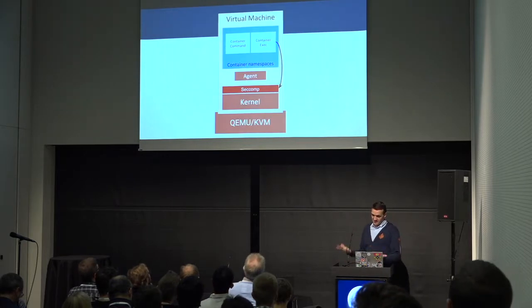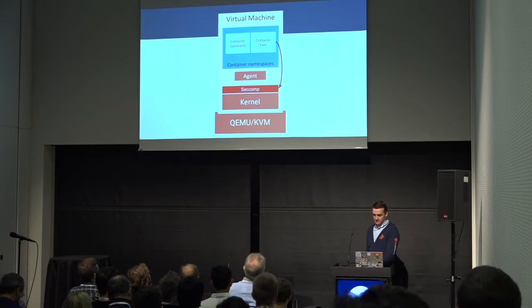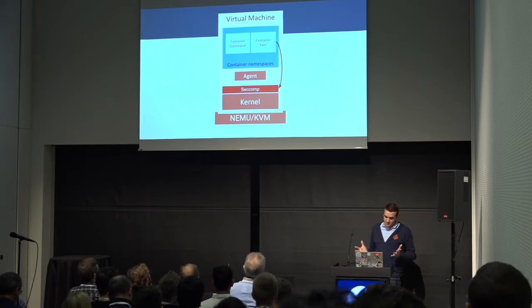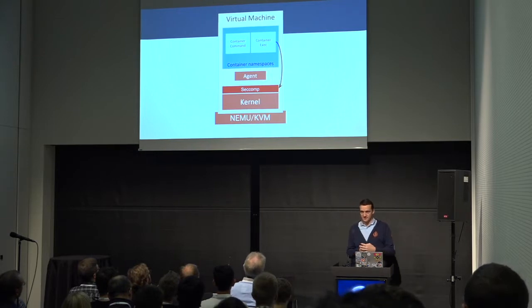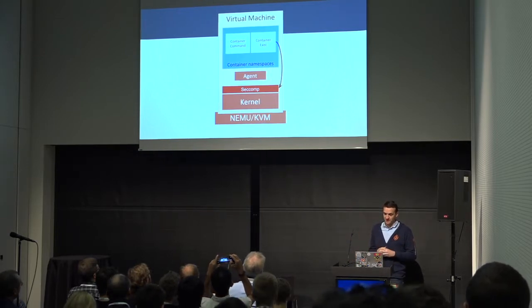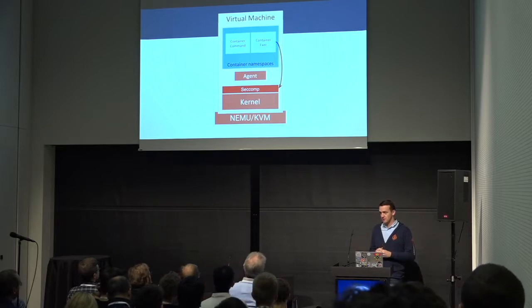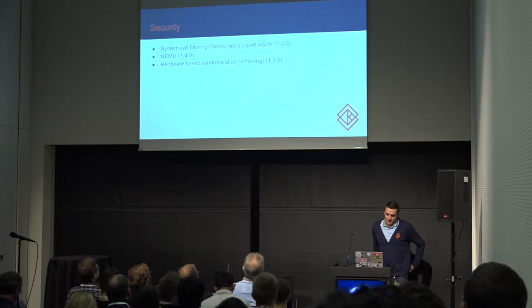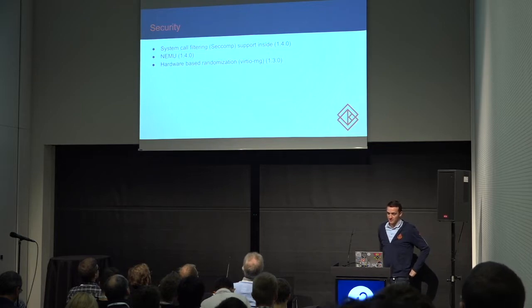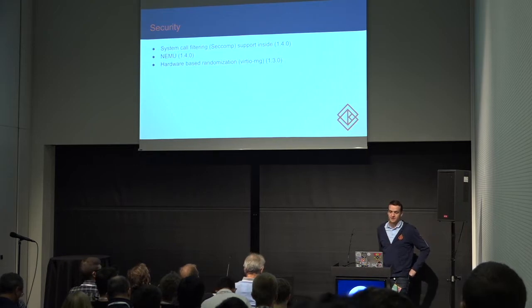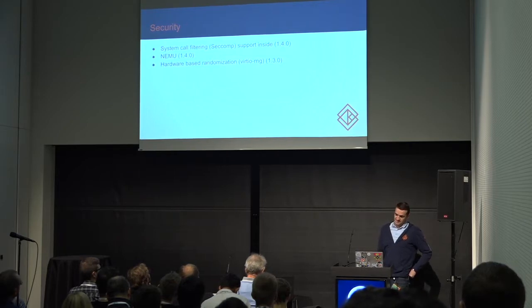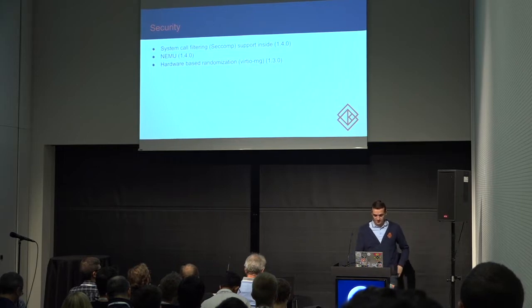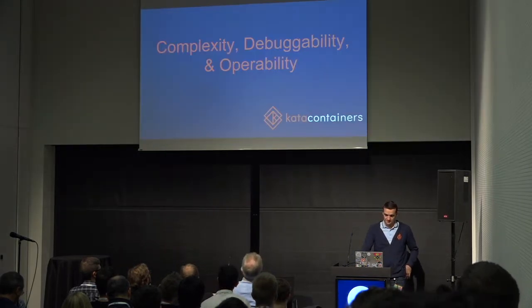So yeah, that's the regular setup. You have seccomp, you have QEMU below it, and you just reduce your hypervisor attack surface by using NEMU. You're still running KVM, but you're using something that is QEMU compatible, just a lot smaller. And finally, we now also support Virtio RNG, which is a way for your container workload to have a much stronger random source, hardware-based from the host. So that's also adding more security. And that was added with 1.3.0, which is the latest version of Kata Containers.